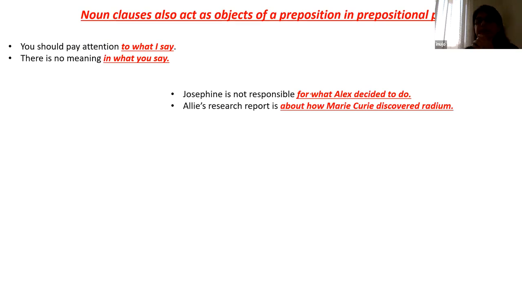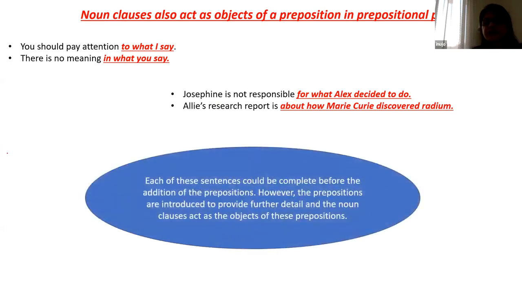Now, noun clauses also act as objects of prepositions. This is very easy, actually, children, because each of these sentences should be complete before the addition of the preposition. See, this is a very important thing. When you're using a preposition, for example, you should pay attention to what I say. The preposition is to what I say. The entire thing is your noun clause, and it is coming before the preposition to. Because it is coming before the preposition to, this becomes a noun clause, which is acting as an object of a preposition. Now, one more important thing, each of these sentences should be complete before the addition of preposition.